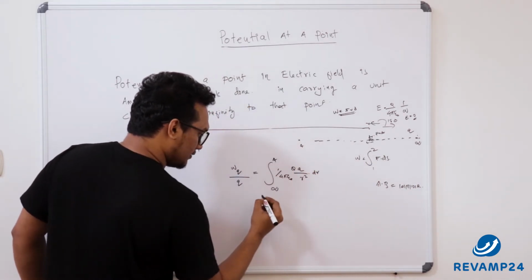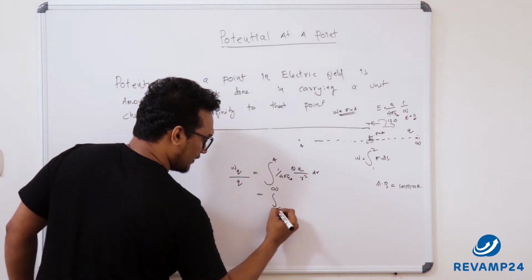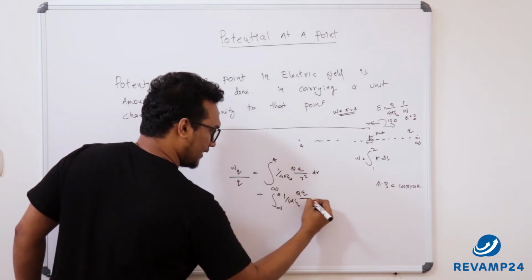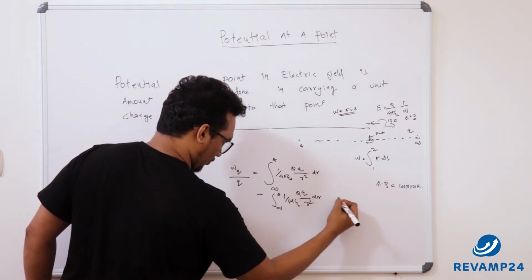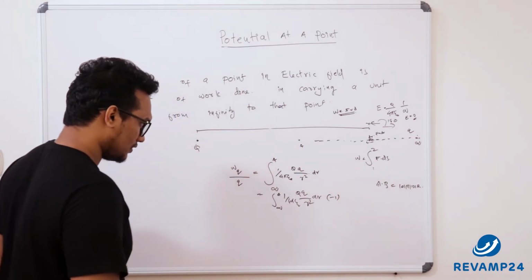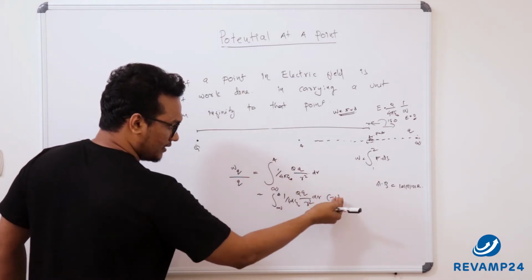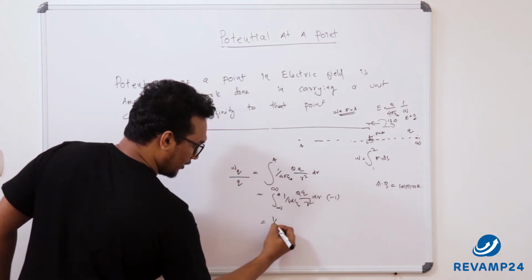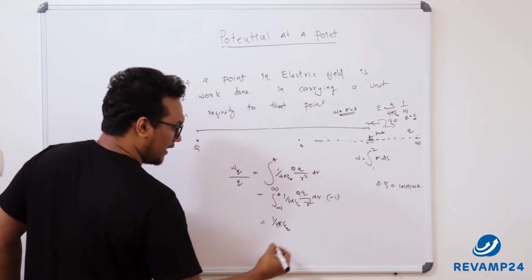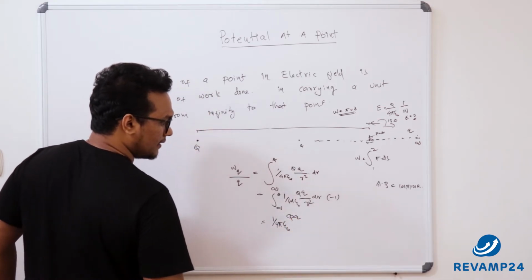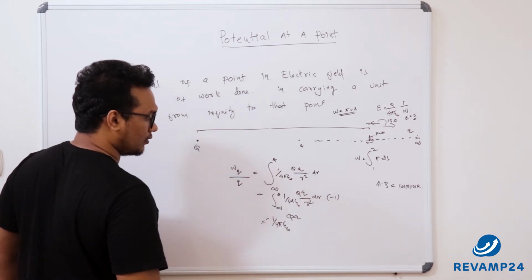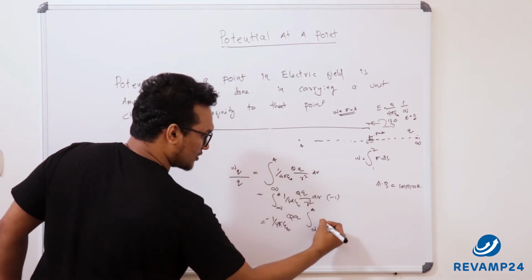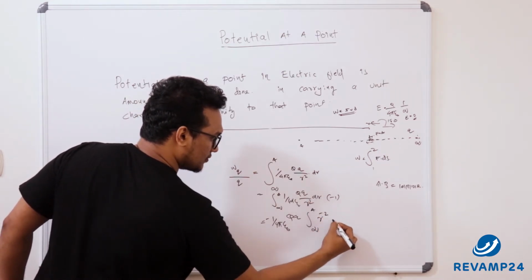So for this dot product, I'll take it as the next step, infinity to a, 1 by 4 pi epsilon 0 q by r square into dr into cos 180, which is minus 1. So I'll take all the constants to this side of the integral. Which are the constants? 1 by 4 pi epsilon 0 is a constant, and q is a constant. Yeah, and minus is also taken out. We have from infinity to a integral of 1 by r square. I am going to take it as r power minus 2 into dr.